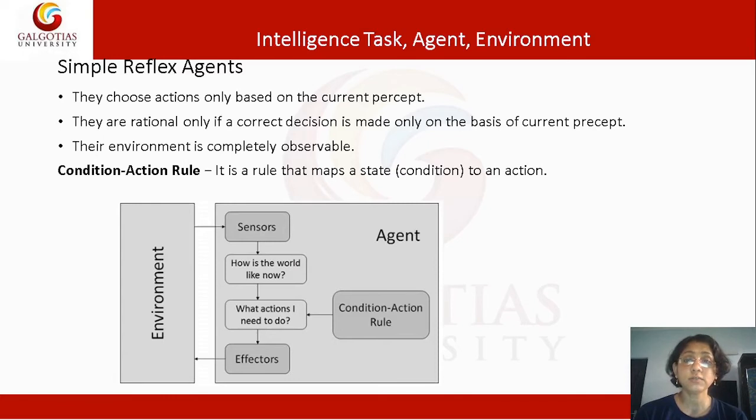They are rational only if the current decision is made only on the basis of the current input. But if it has to take the previous input into account, then this particular agent will not be able to. Their environment is completely observable. So here the condition-action rule is nothing but the mapping of state to an action, based on which state the agent is currently in and the current input.